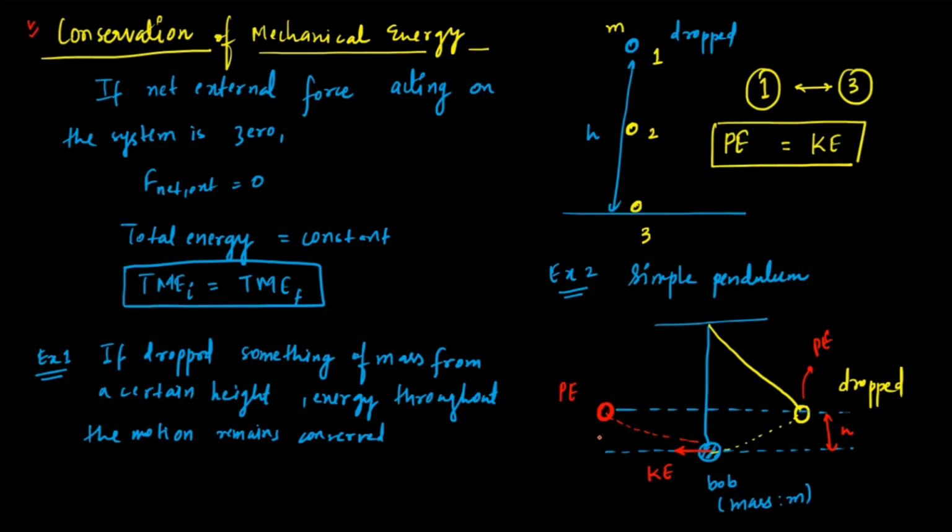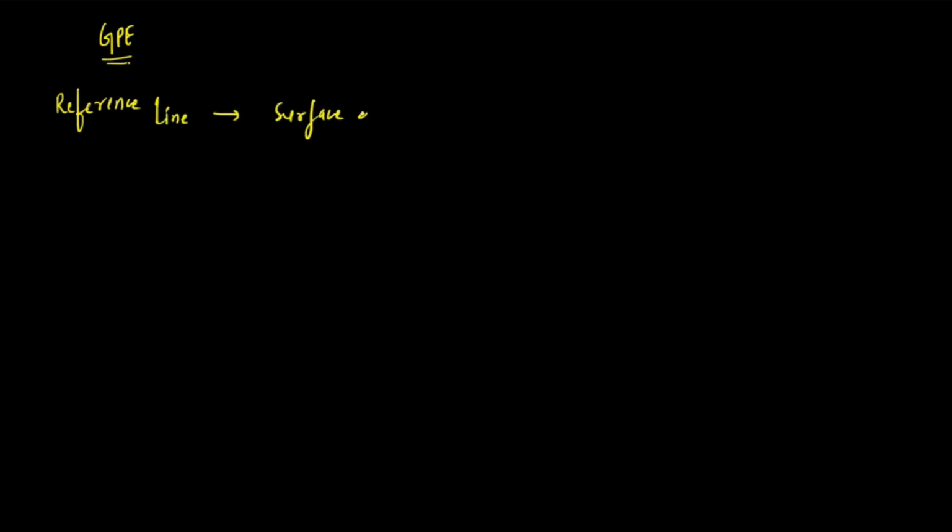And always remember, whenever we are calculating energy, we are calculating it from the point of view of a reference level. So the reference level is very important. Without understanding the reference level, we cannot identify which energy an object possesses. For example, we were talking about gravitational potential energy earlier on. According to gravitational potential energy, we always take one reference, and that reference is supposed to be the surface of Earth. So we can call it the reference line, and that reference line is generally the surface of Earth.